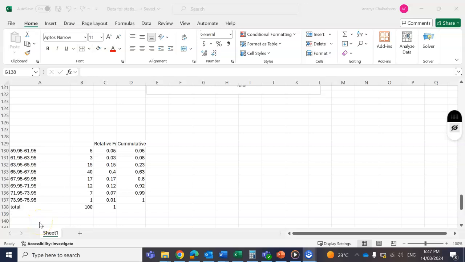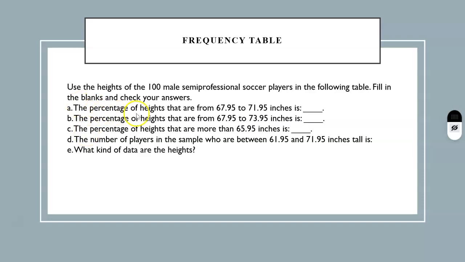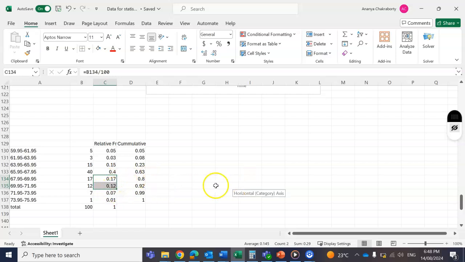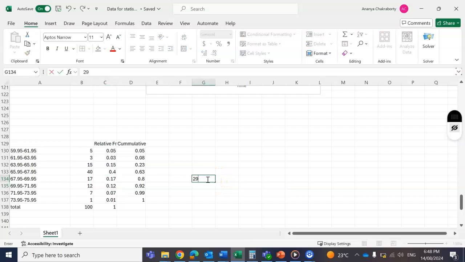Okay, so now we are ready to answer all the questions. Let's see what the questions are. The percentage of heights that are from 67.95 to 71.95 inches. That means the addition of these two relative frequencies, which is 17% plus 12%, which is 29%. So the first answer will be 29%.